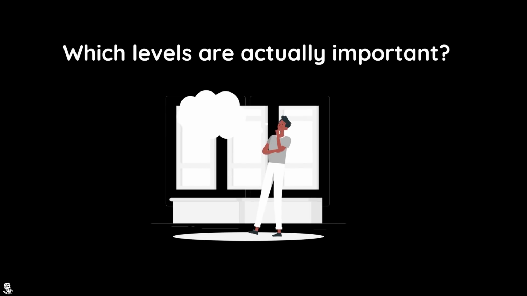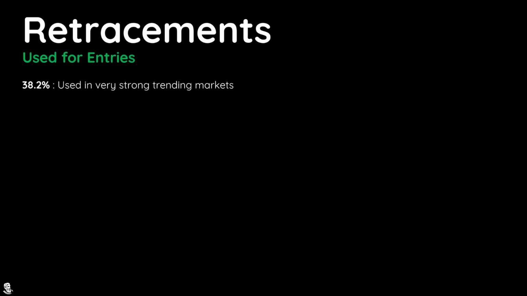Now let's take a look at the Fibonacci levels that are actually important for your trading. Firstly, let's take a look at the retracements. They are used for your entries. They act as support or resistance levels. The 38.2% is used in very strong trending markets, and in order to be useful, you need very strong bearish or bullish pressure in your favor.